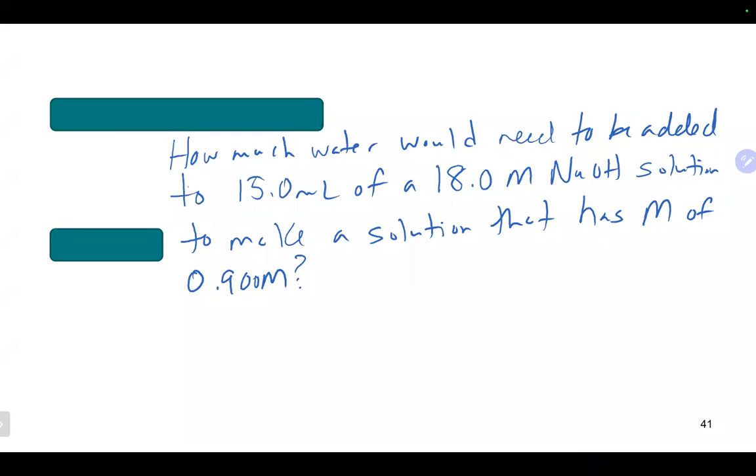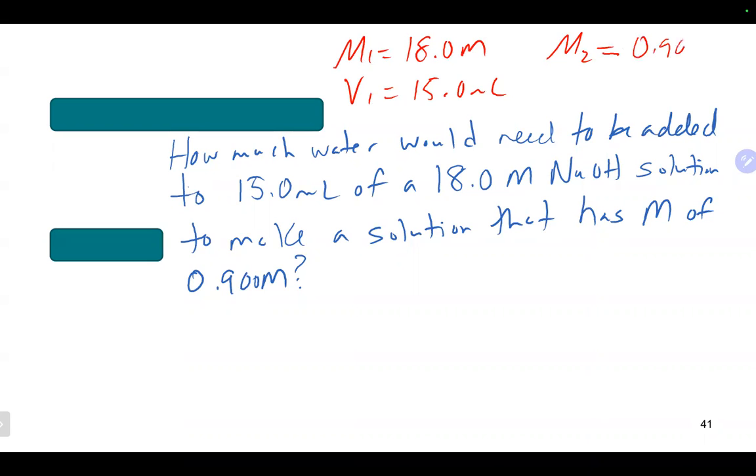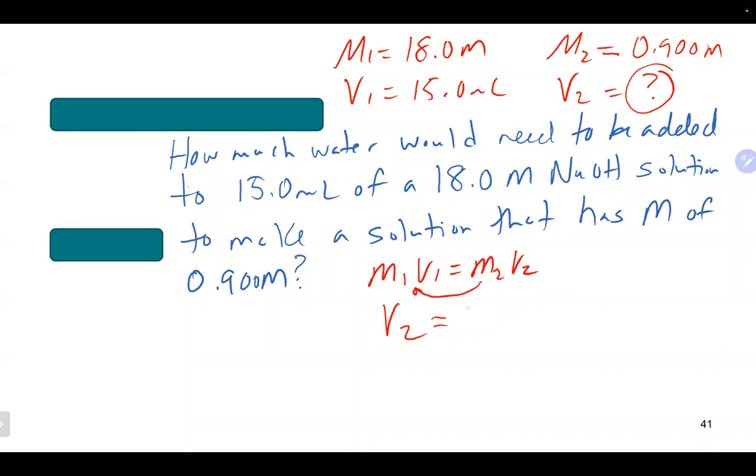All right, let's take a look. So once again, we have the more concentrated solution there. So our M1 would be 18. Our V1, we're just going to use 15 milliliters of it. And we're going to try to make a solution that has a molarity of 0.9 molar. So clearly, we don't have V2, so that would be a good place to start. Using M1 V1 equals M2 V2, solving for V2, we divide by M2 on the other side, which gives us M1 V1 divided by M2.